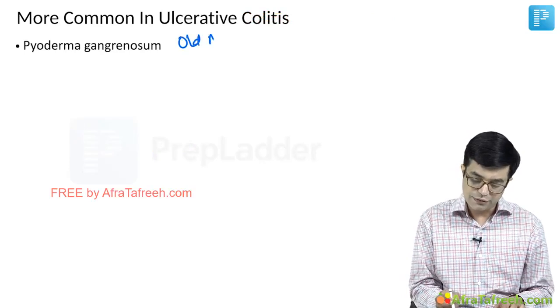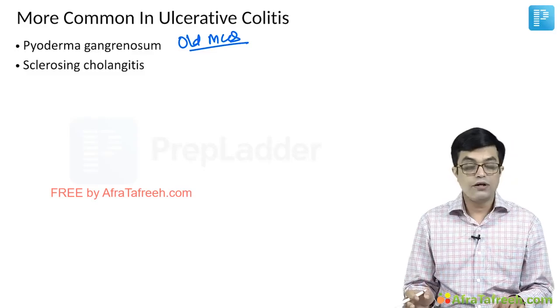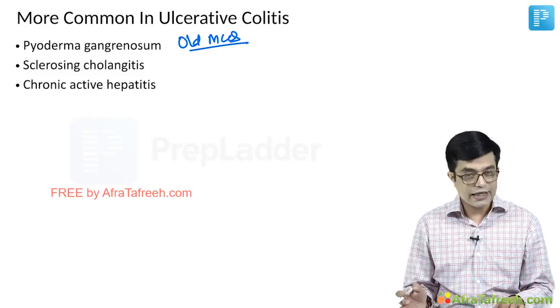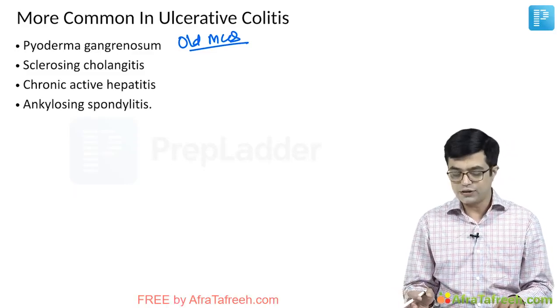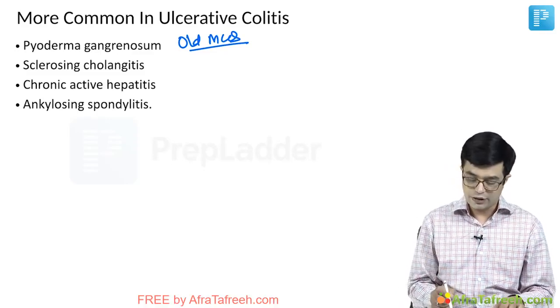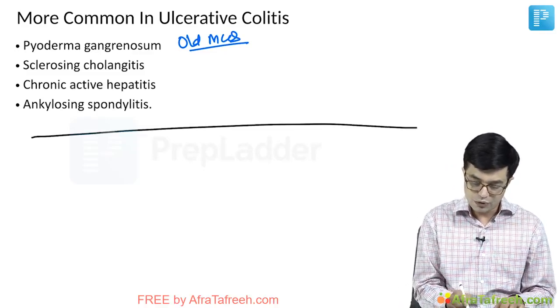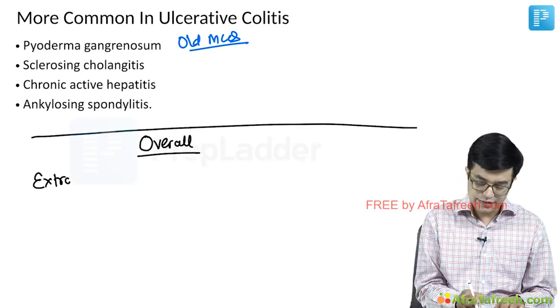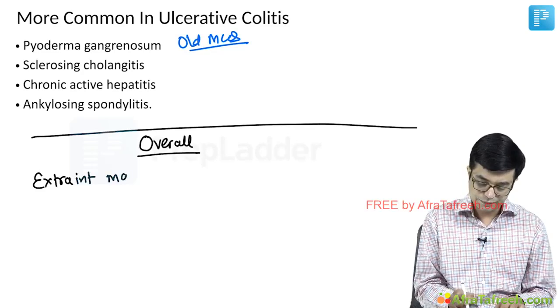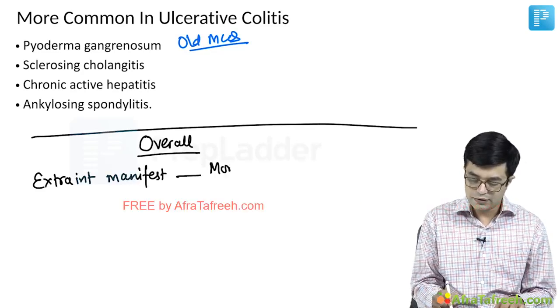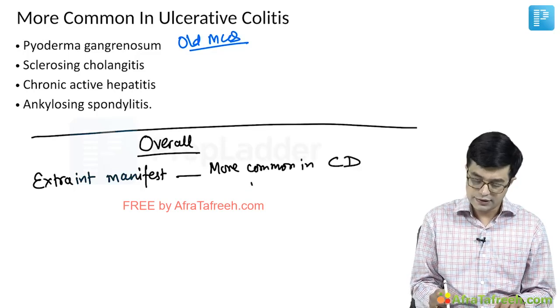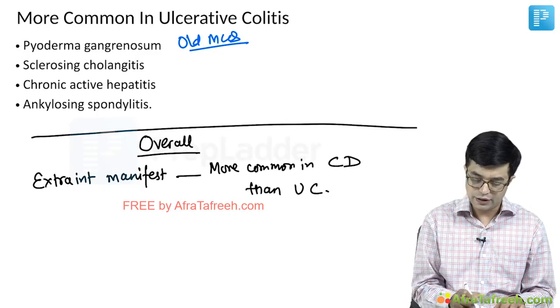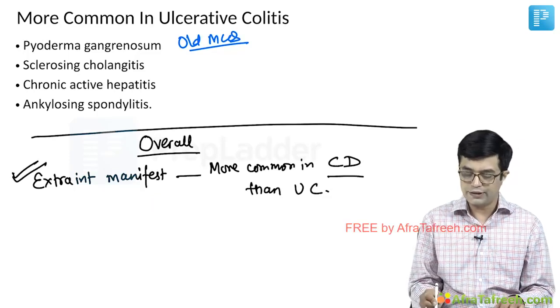Old MCQ on this has been asked. There's sclerosing cholangitis, chronic active hepatitis, and ankylosing spondylitis, which are more common in ulcerative colitis. If somebody asks you overall, remember that extraintestinal manifestations are overall more common in Crohn's disease as compared to ulcerative colitis. The overall incidence is more common here.